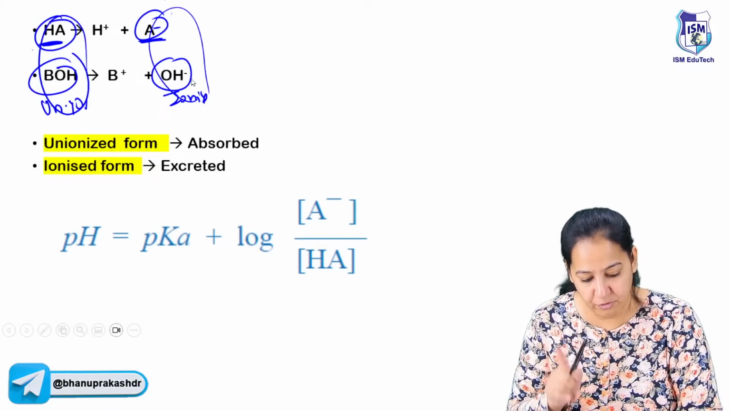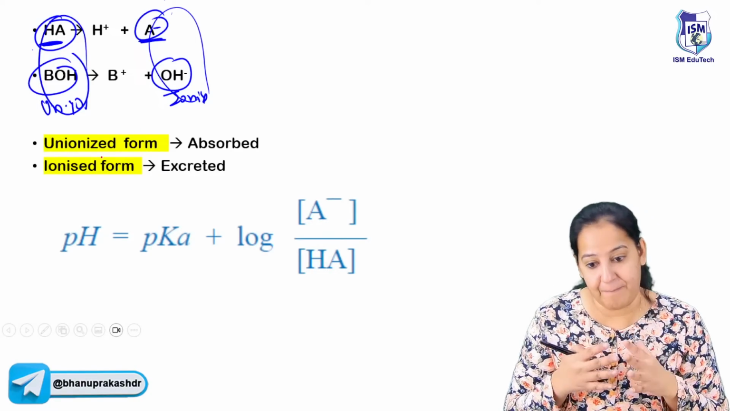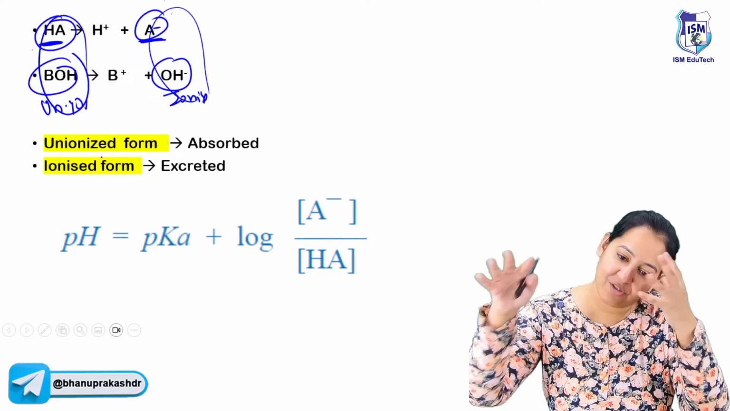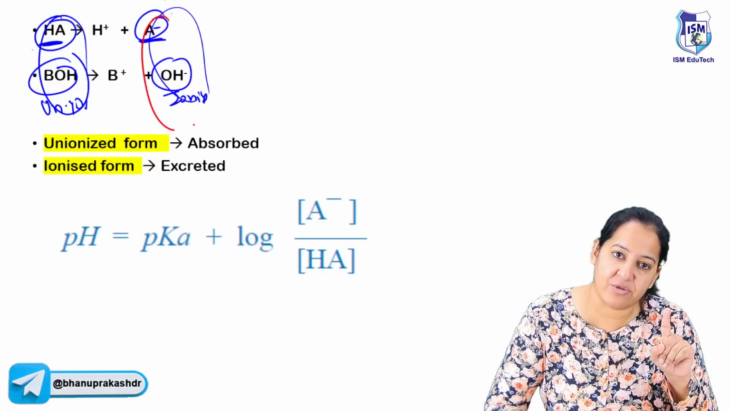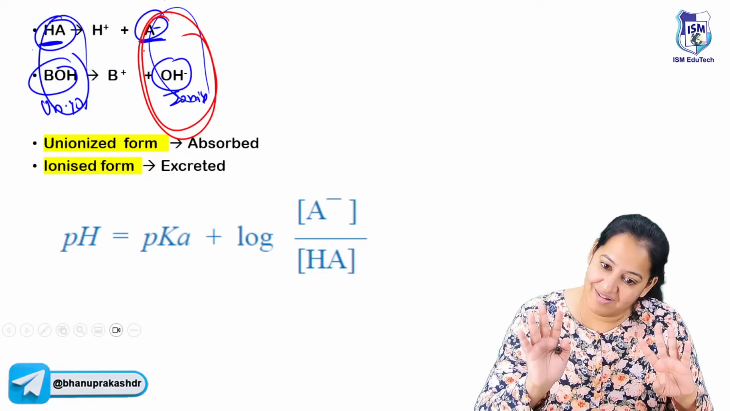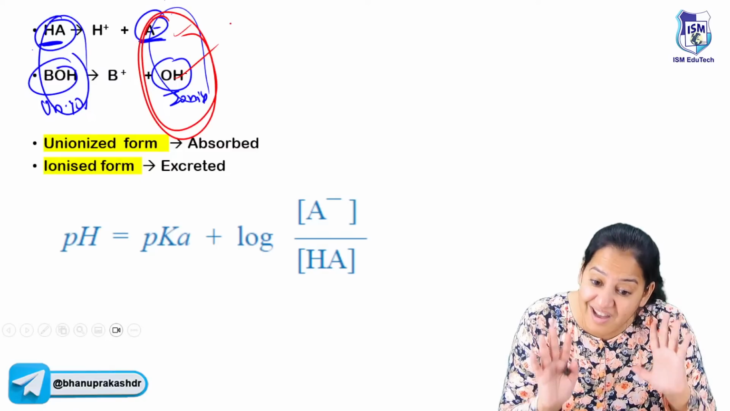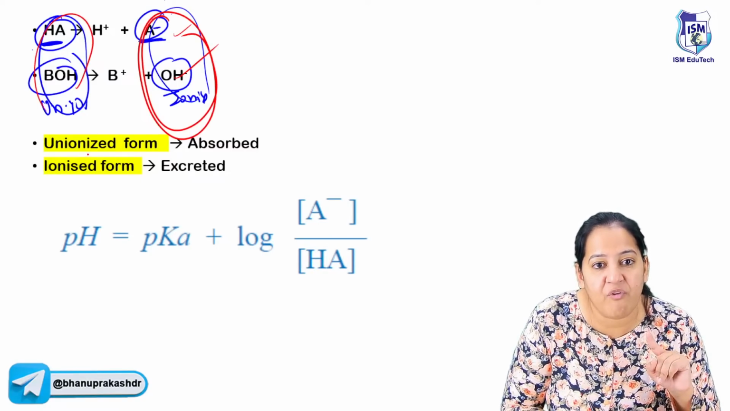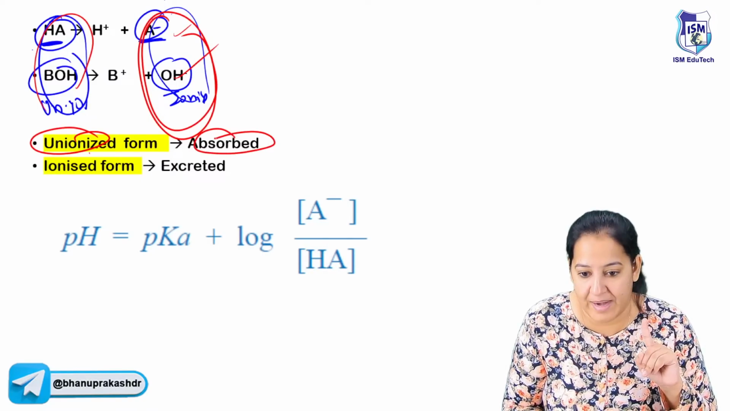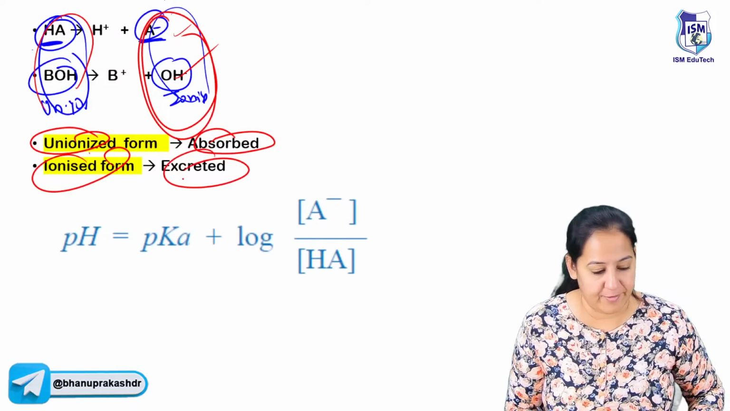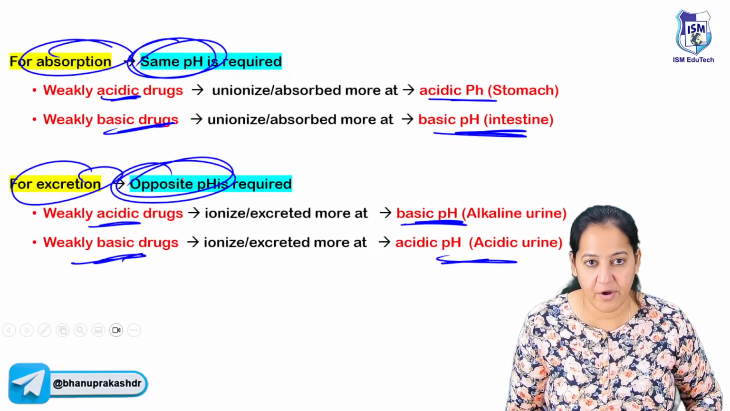There is a rule. You have to learn the golden rule. Body keeps the complete form. Body does not like the ion. Whenever there is an ion, this form gets excreted. The ions are excreted. Whether it is acidic or basic, the ions are excreted. The unionized form is absorbed. Body absorbs unionized and body excretes the ionized. Say yes if you got it. Say yes. Everyone got it?